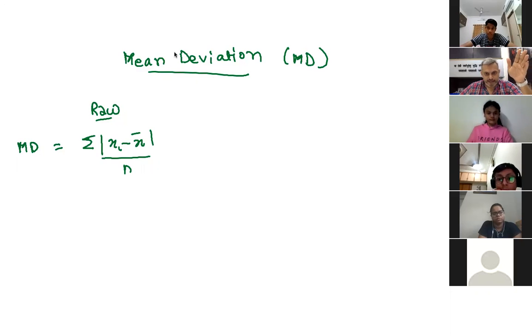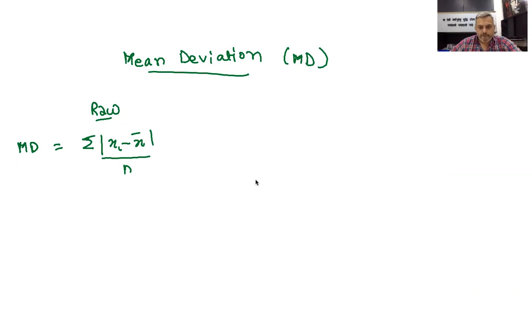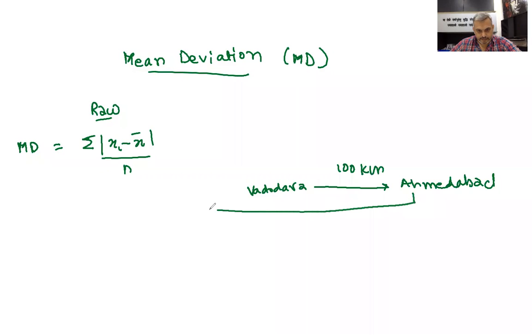If not, pay attention to where we use modulus. For example, I am in Vadodara. I start my journey and go to Ahmedabad. Ahmedabad is 100 kilometers from here. Then on my way back, I go to Surat. Surat and Ahmedabad is say 250 kilometers. So from Vadodara to Surat is 150 kilometers, but I cannot take it as negative 150 because how can distance be negative? That is why I use modulus.